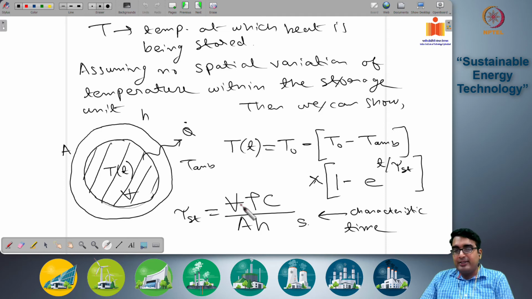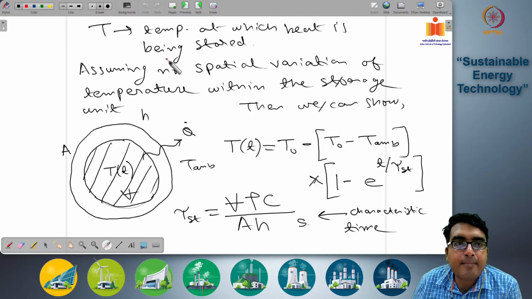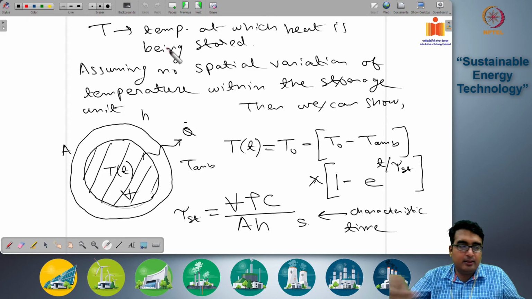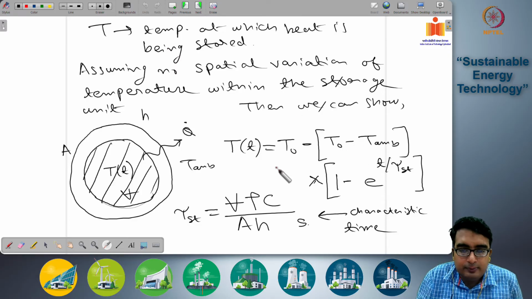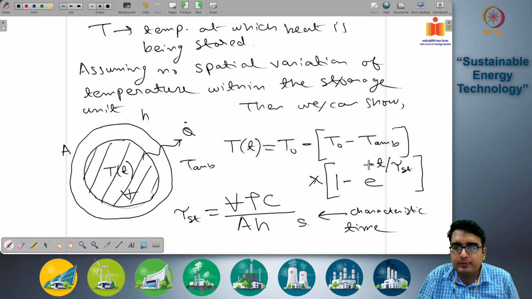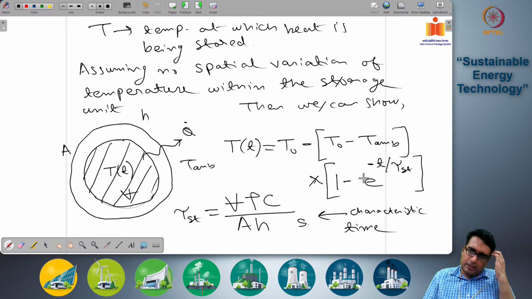So one characteristic time is when t by tau storage is 1, so this becomes e to the power 1. I think there is a small mistake here. I will just change this. This will be minus here. So e to the power minus t by tau st.